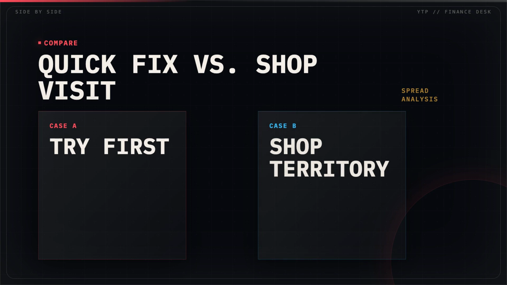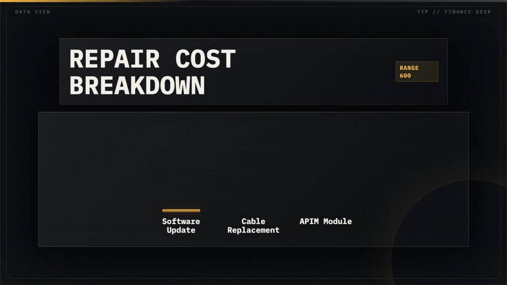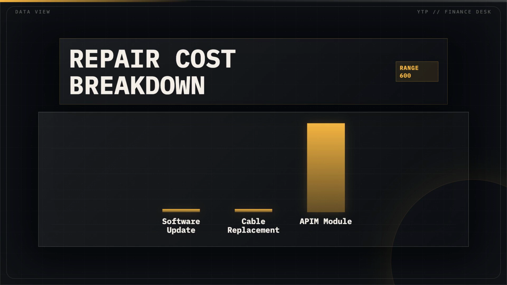Most fixes are done at home, but if your APIM module has failed, you will need a trip to the technician. Software and cables cost almost nothing, but replacing a failed infotainment control module can be quite expensive.